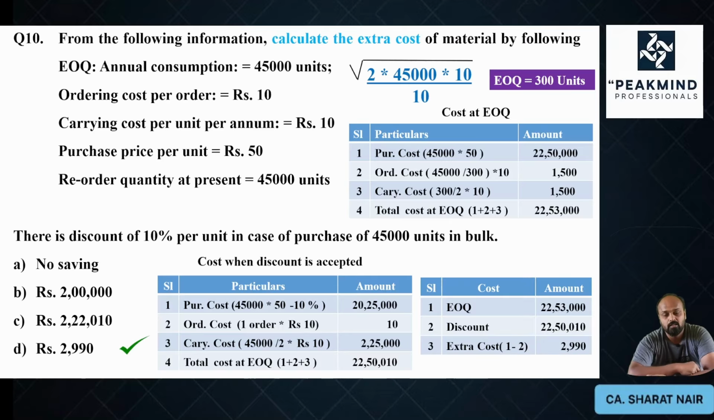Now, generally the EOQ gives us the correct answer, that is the optimum answer. How come in this case we have a better answer than EOQ? See, in EOQ there are various assumptions. One of the assumptions that EOQ takes is that we don't get any price discount irrespective of whatever quantity I order. Here, one of the assumptions is violated, because I am having a discount.